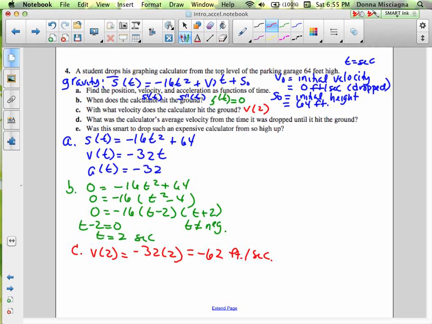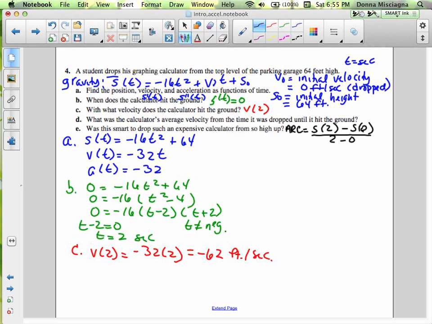All right, D, what was the calculator's average velocity from the time it was dropped until the time it hit the ground? So we're finding the slope of the secant line. The average rate of change is going to be, it hit the ground in 2 seconds, so we're finding s of 2 minus s of 0 divided by the time. So the slope of the secant line is change in position over change in time.